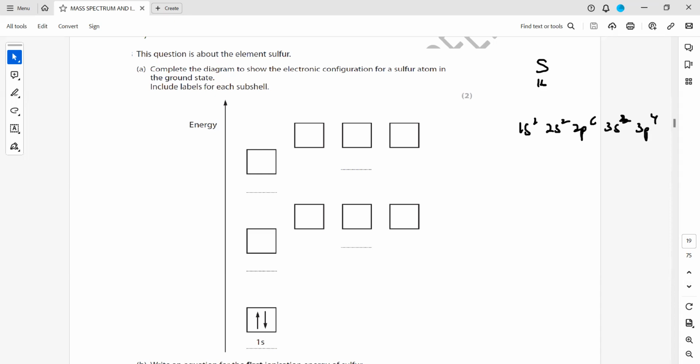So this is 1s. 1s is already done for us. Then we'll write 2s. One will move clockwise, another anti-clockwise. Then we'll have 2p. First they will occupy singly, 2p x, y, z, and then they will pair up. Then we have 3s. 2 electrons are there, one clockwise, one anti-clockwise, and then we have 3p. So first we'll occupy singly, and then the pairing will start. So there are 2 unpaired electrons in the p orbital. And this is given in terms of energy.